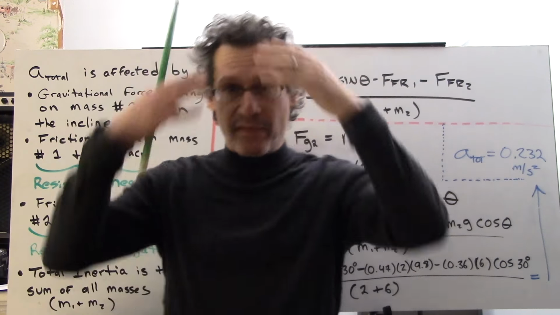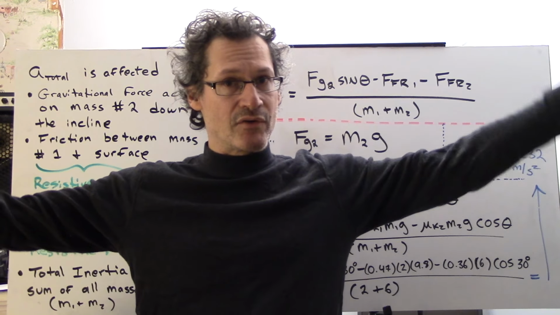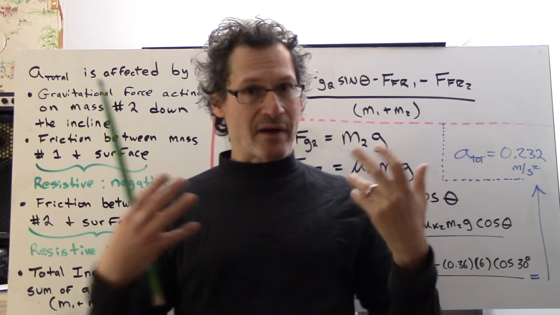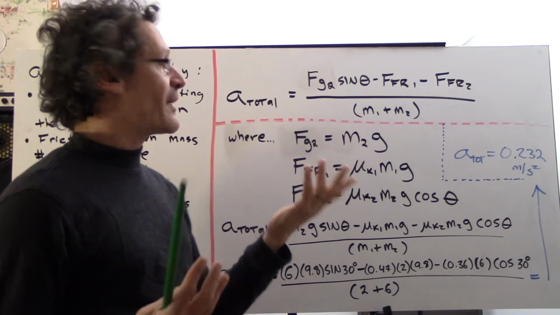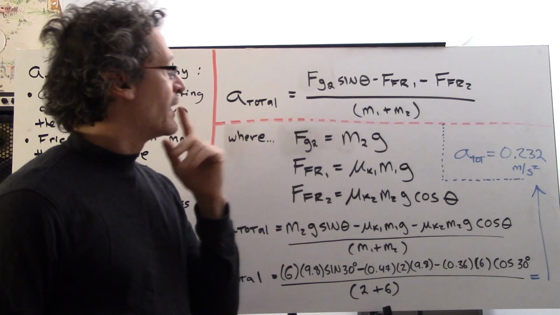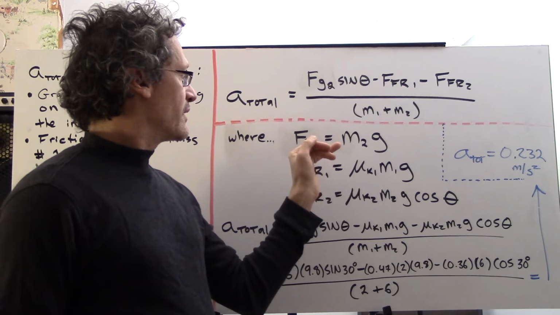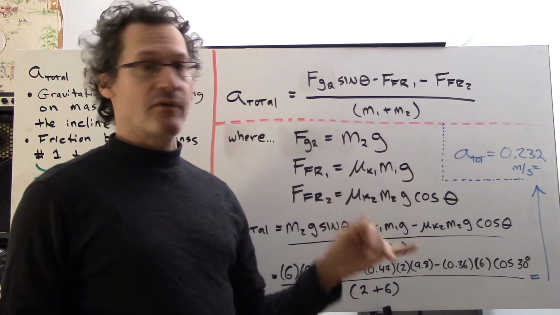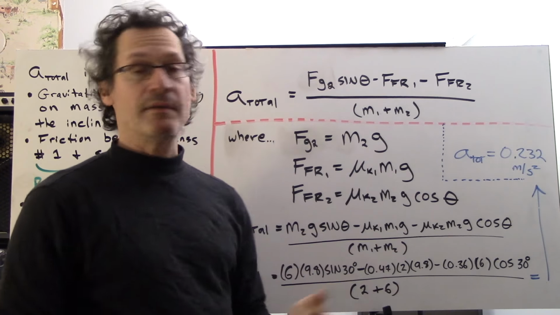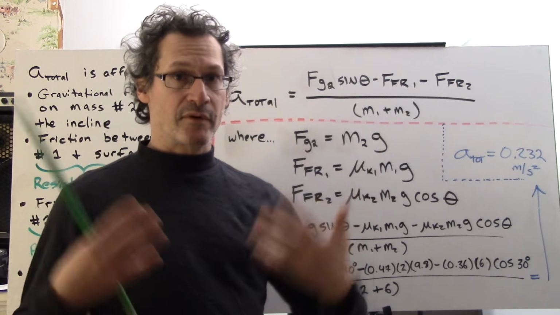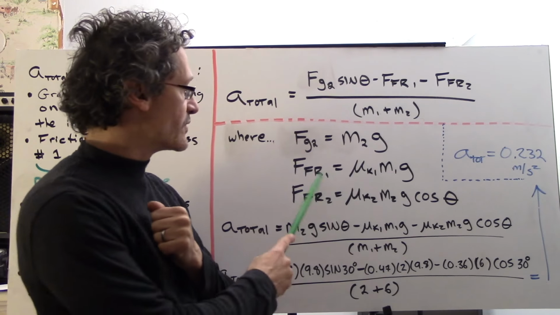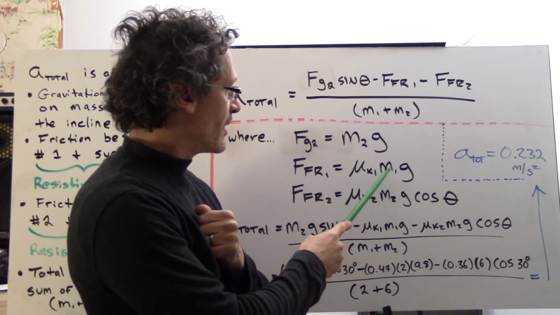Much easier to get when you think about it in a total systems approach than to try to hope that your algebra is good. Well, we still have to do some algebra in terms of substitutions, though. It's important. And that would be here, the force of gravity is equal to mass times gravity. Okay, so Fg2 is m2g. The force of friction for mass 1 on the flat part is mu k times m1g.